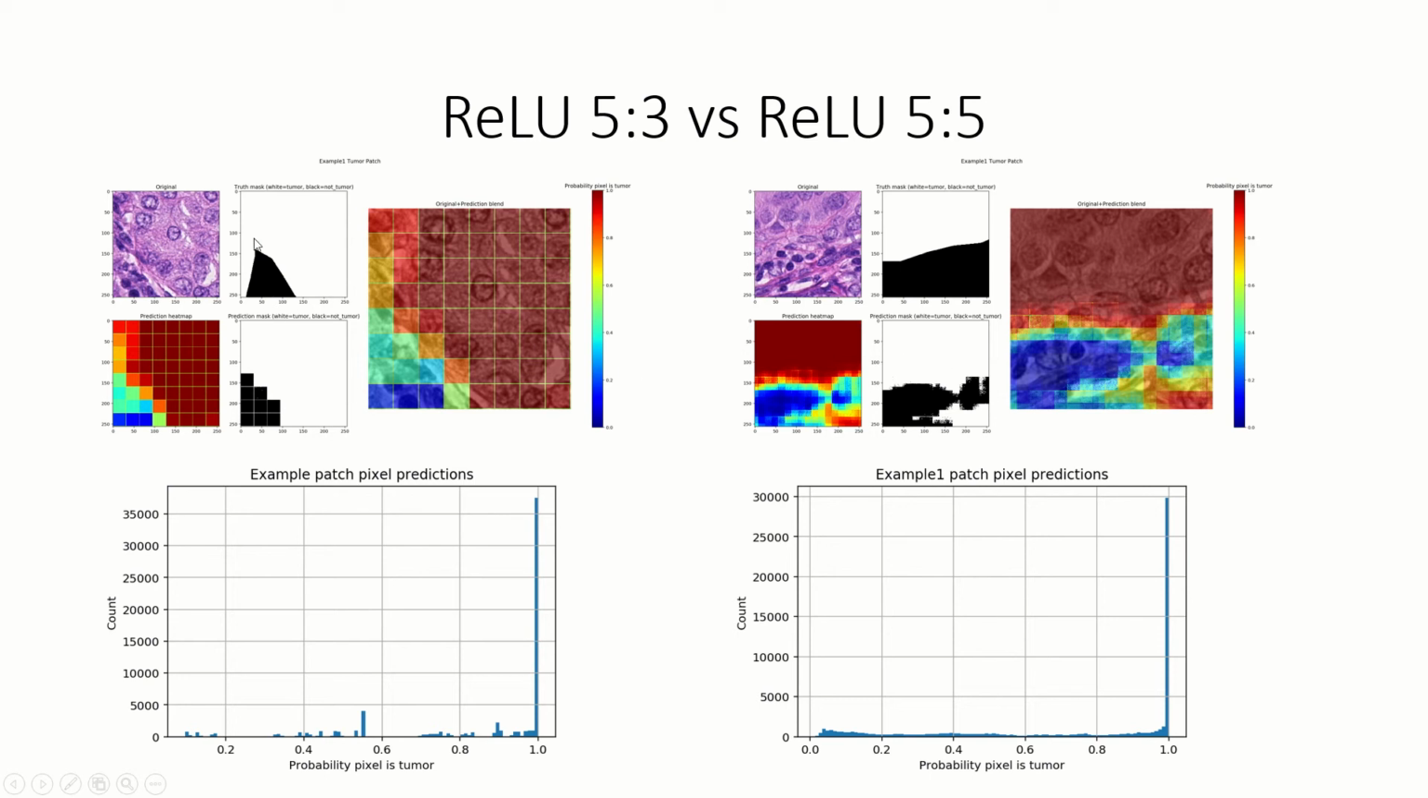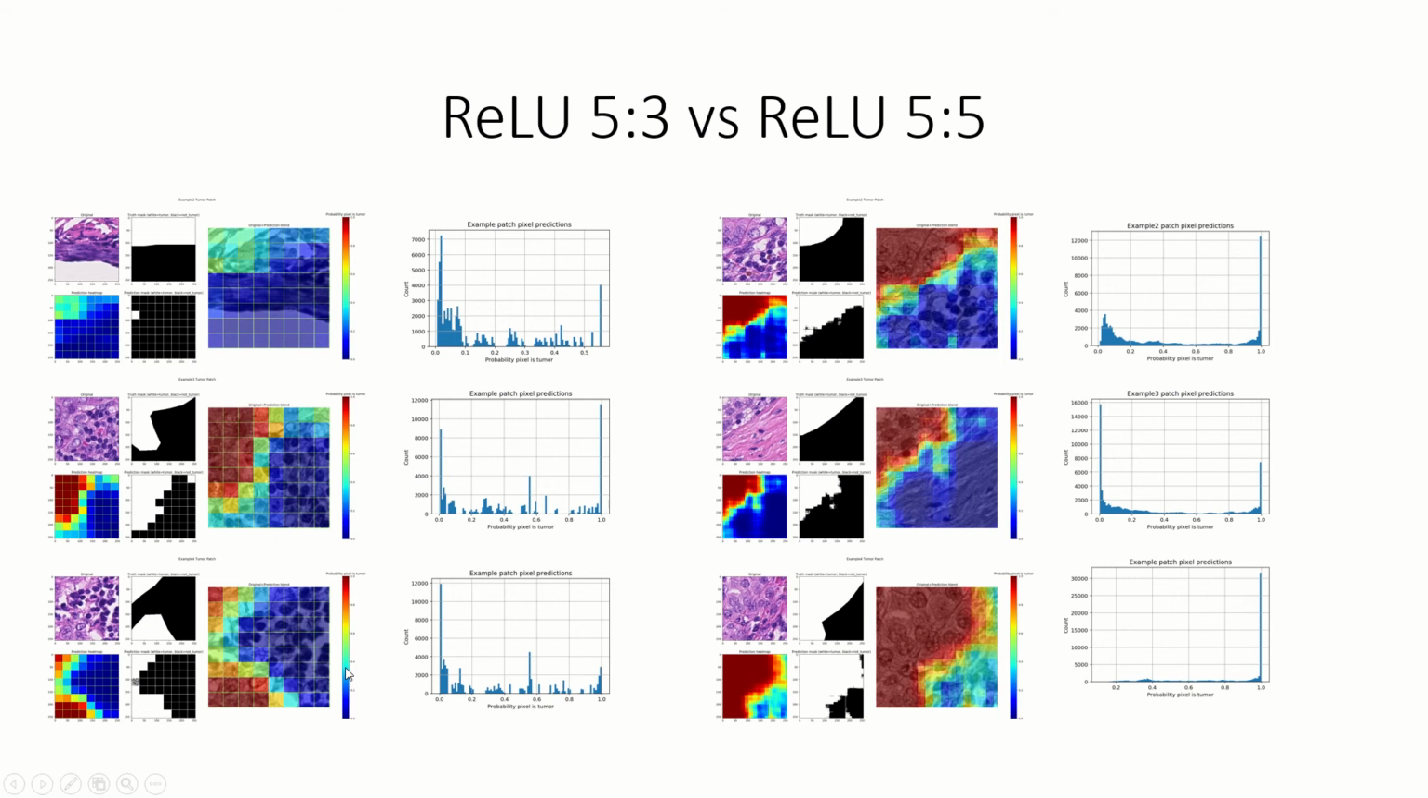You can see 5:3 is also performing well, but once you go into the histogram, you can see the 5:5 model is predicting with confidence, and there's also little high risk on confident counts. You can see that's more pronounced in the other examples, so examples 2, 3, and 4.